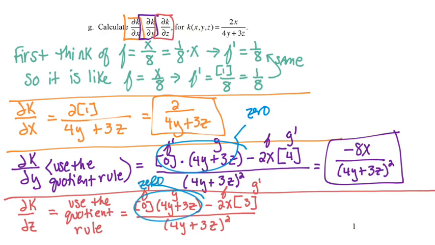Last time cleaning up, again, we have 0 times a term, so that piece drops off. And again, -2 and +3 can be multiplied to give me -6x over the binomial 4y plus 3z quantity squared.